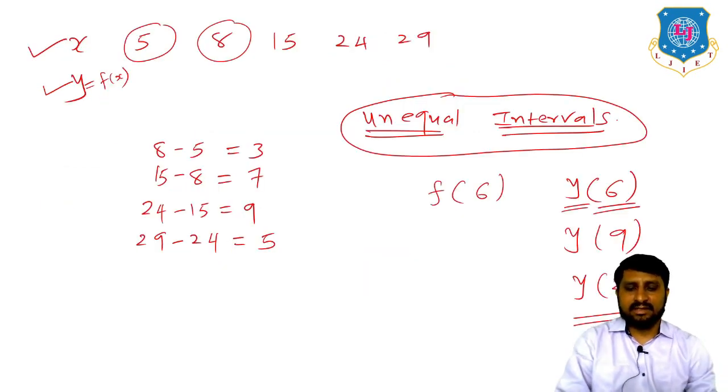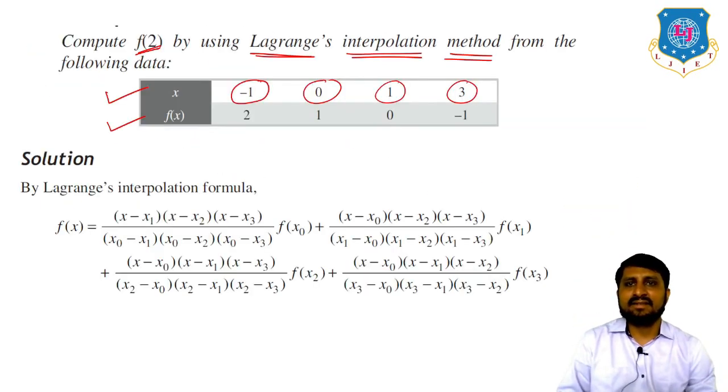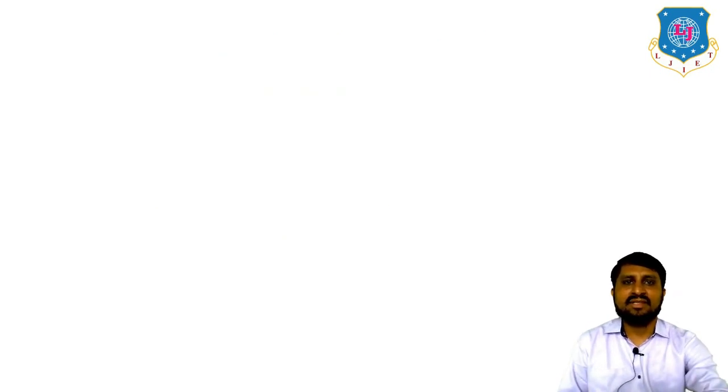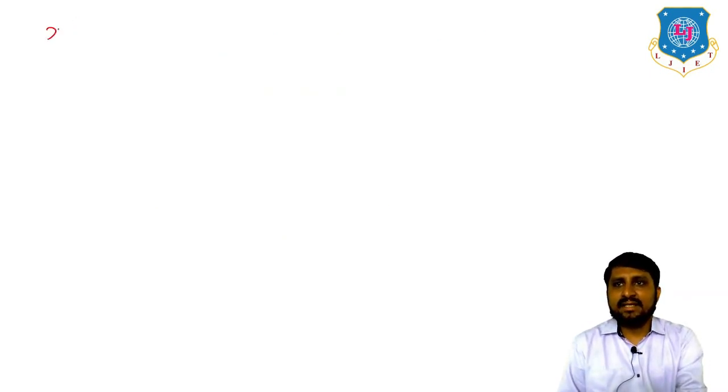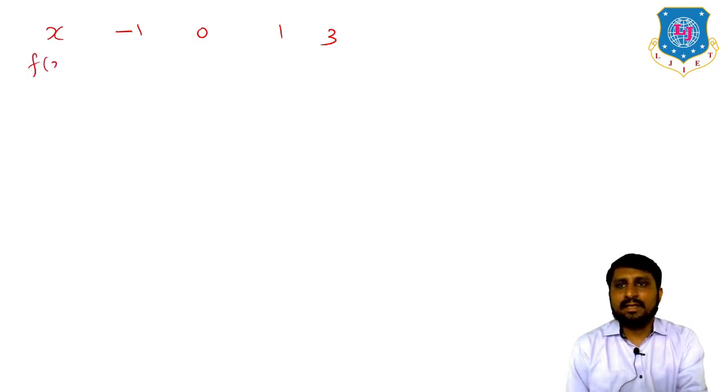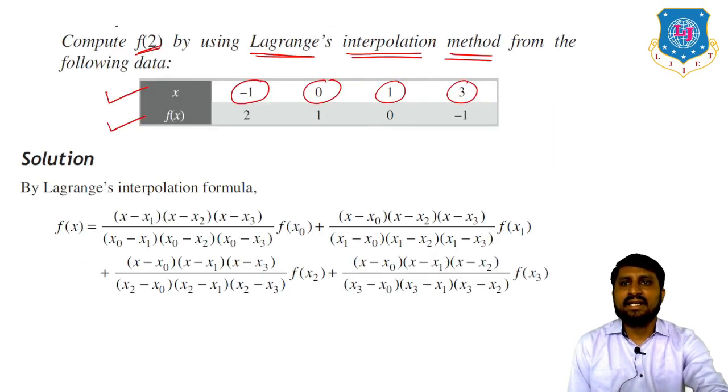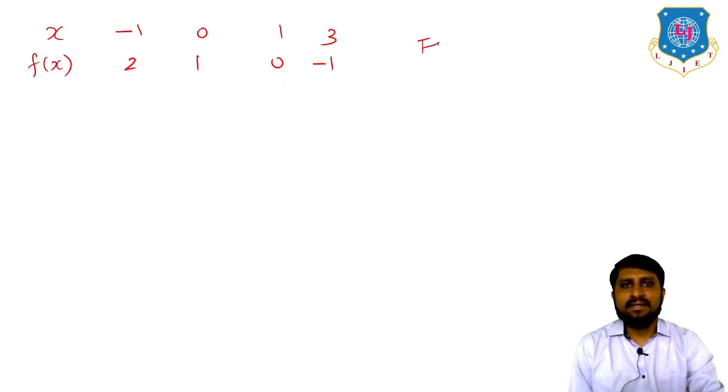So first I just write the value of x, okay. The value of x is minus 1, 0, 1, 3, okay. And the value of f of x is 2, 1, 0, minus 1, okay. And we want to find f of 2, okay. Find f of 2, clear? So x is 2.